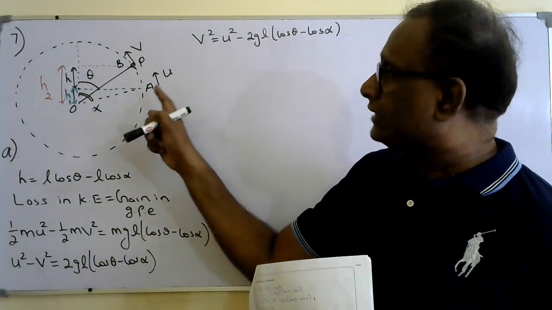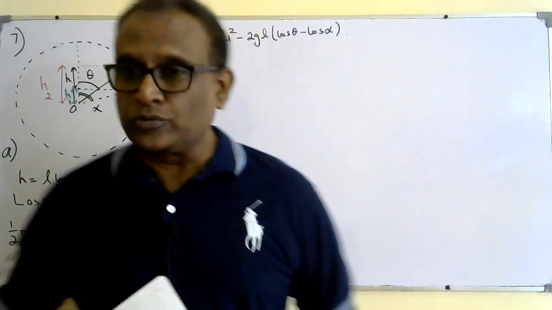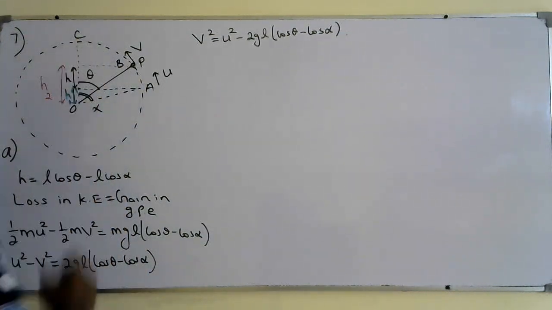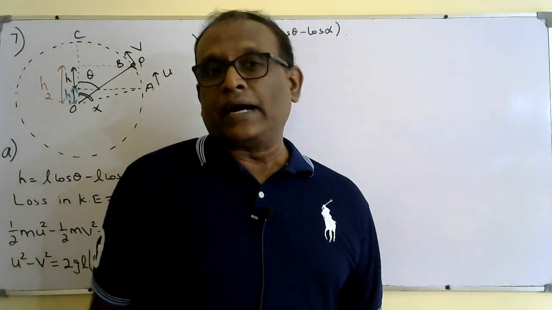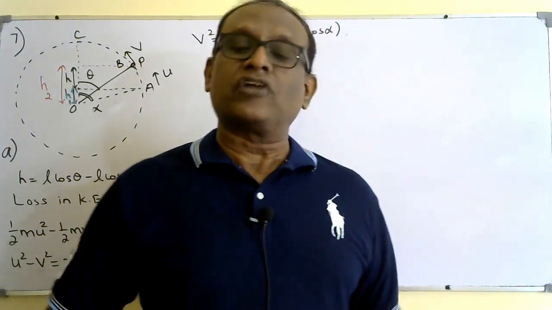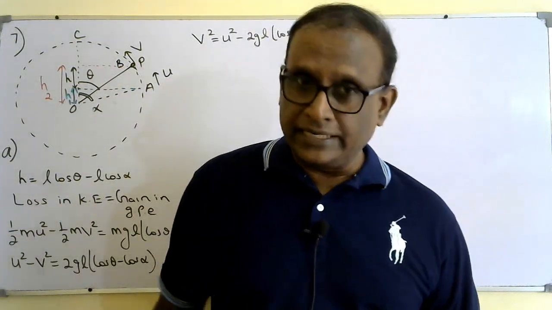The only thing we need to consider is when the particle reaches the highest point. We'll name that highest point C. When the particle reaches the highest point, will it have a speed greater than 0? If the particle has a speed greater than 0 at the highest point C, that's enough. From that we can decide whether the particle can follow a complete circular motion.